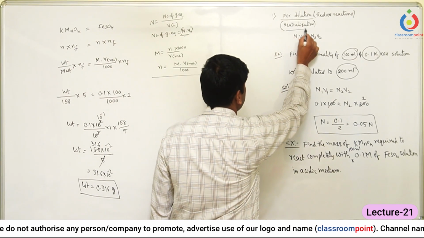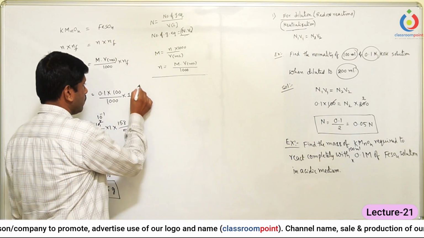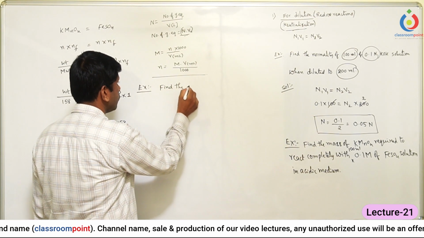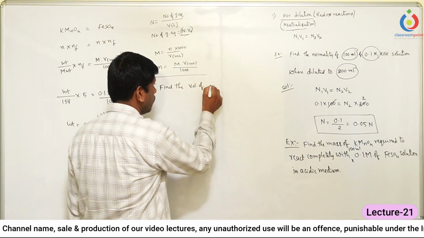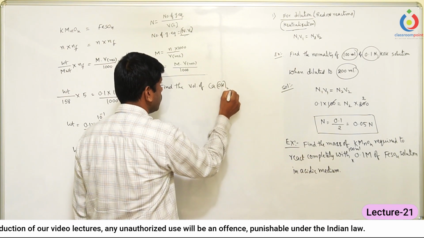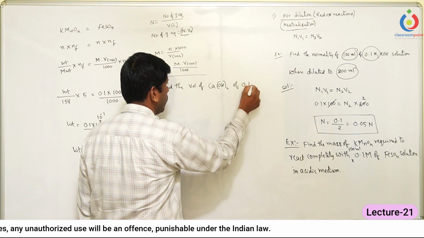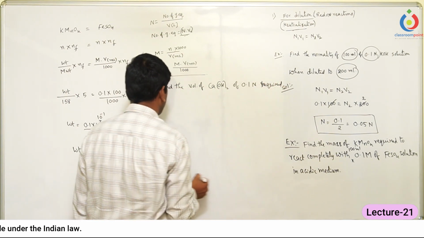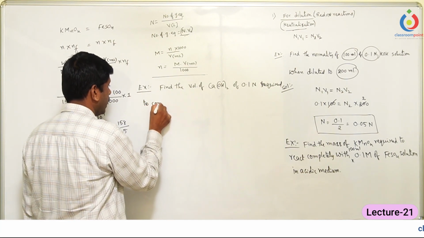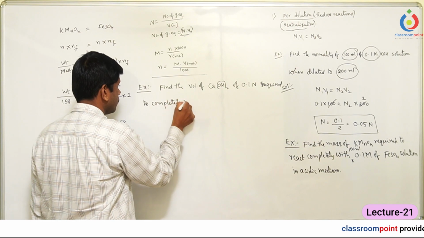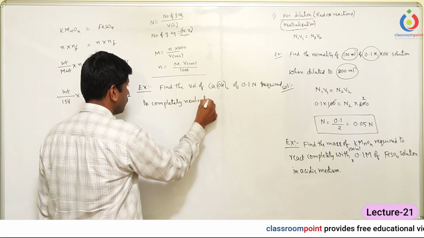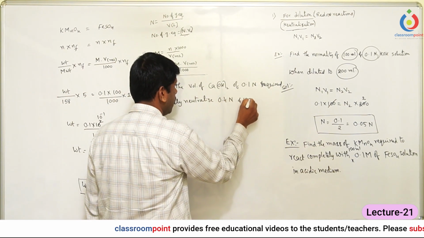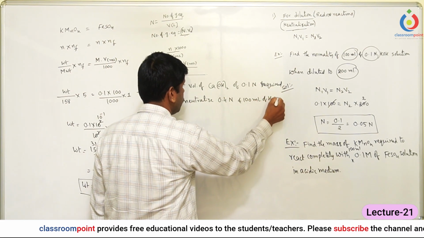Now let us see how this can be used in neutralization reactions. Find the volume of 0.1 N calcium hydroxide required to completely neutralize 100 ml of 0.4 N H2SO4 solution.